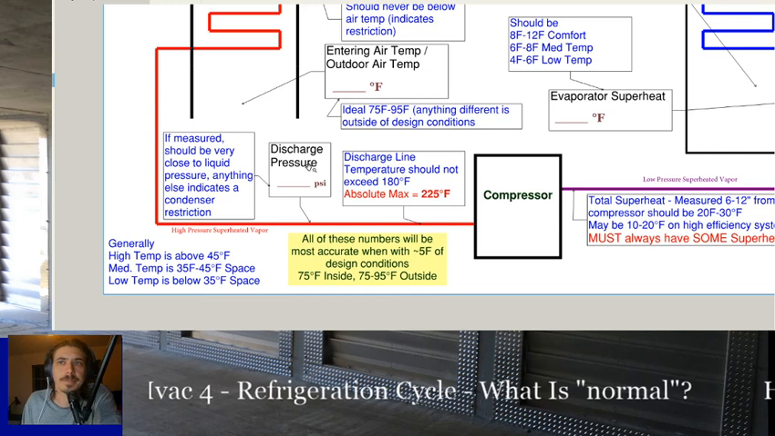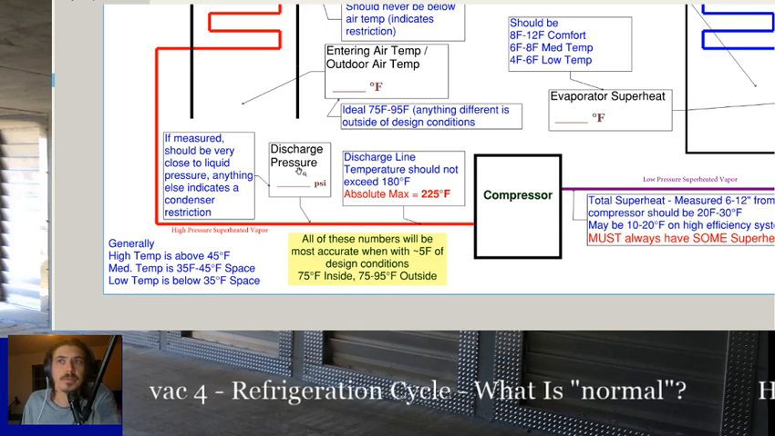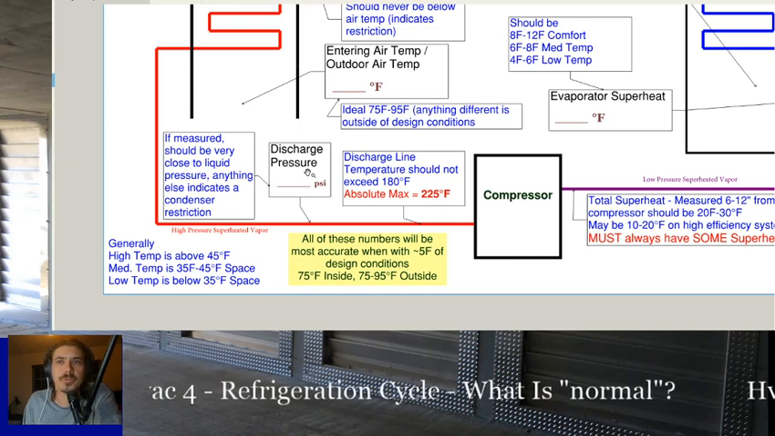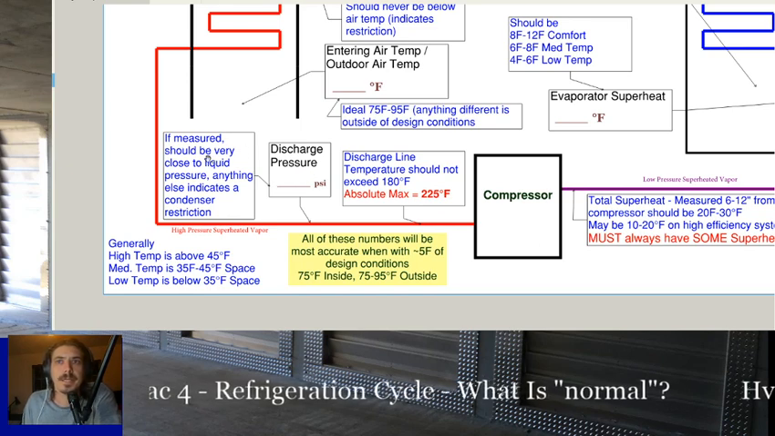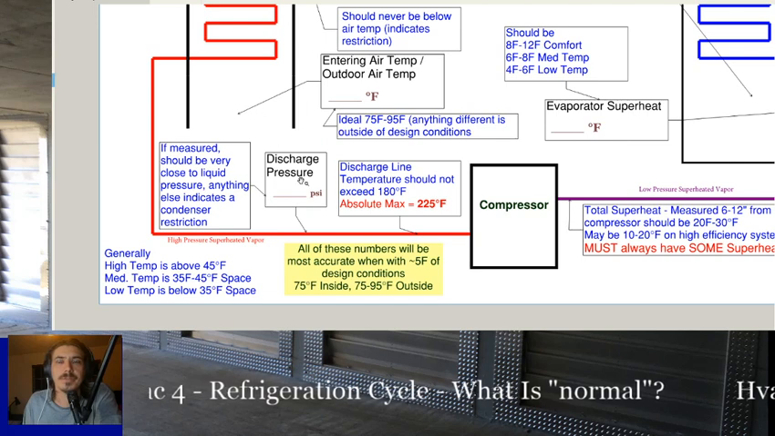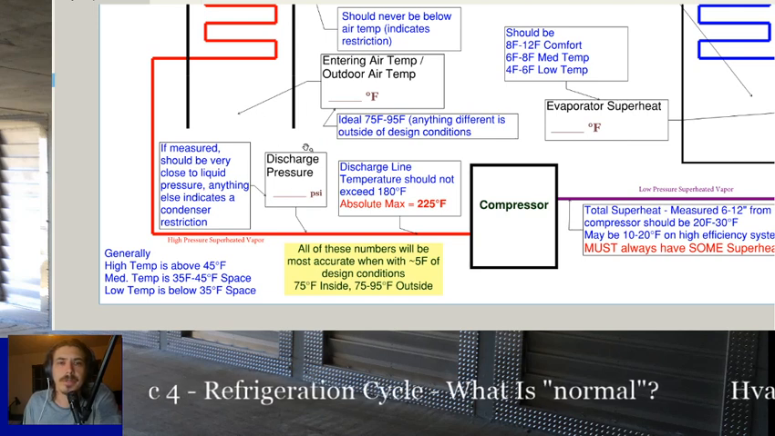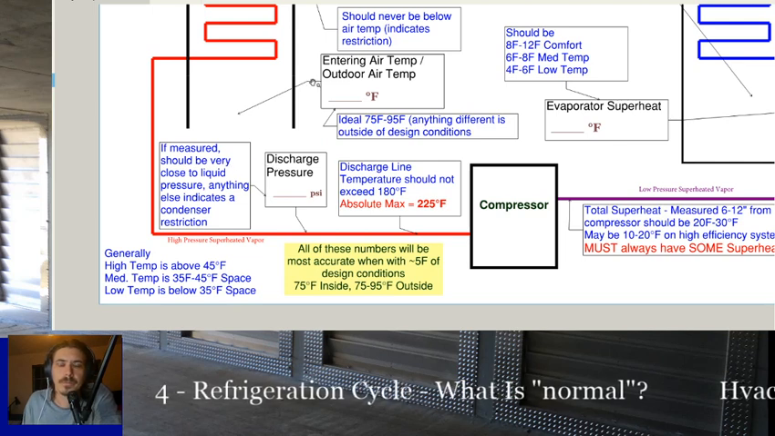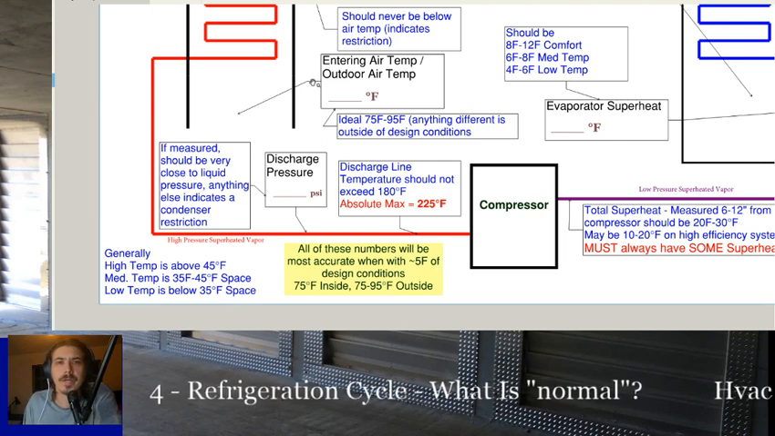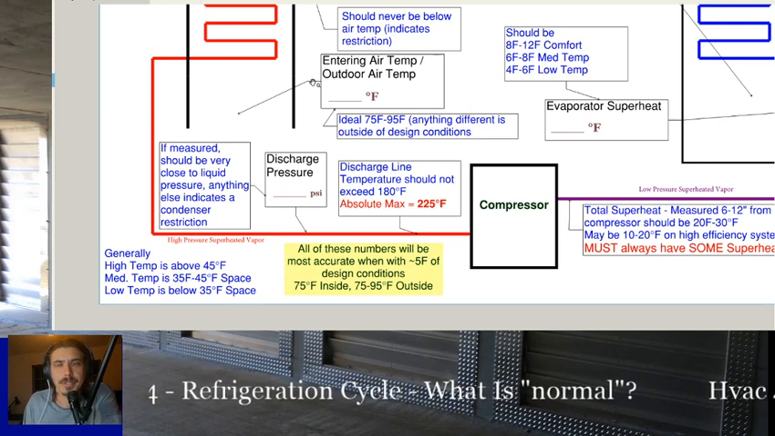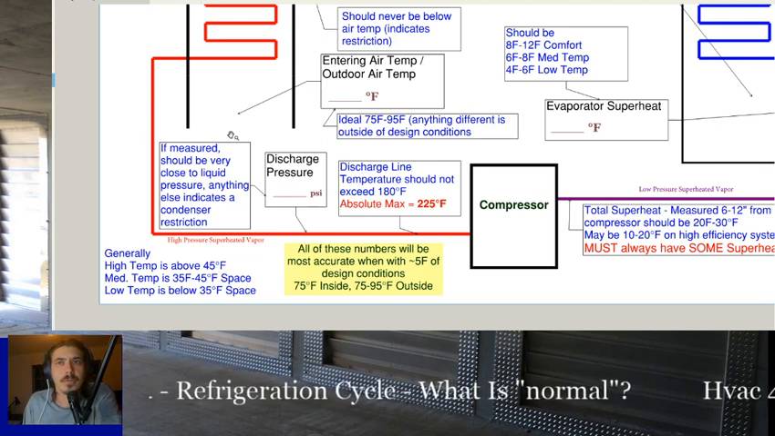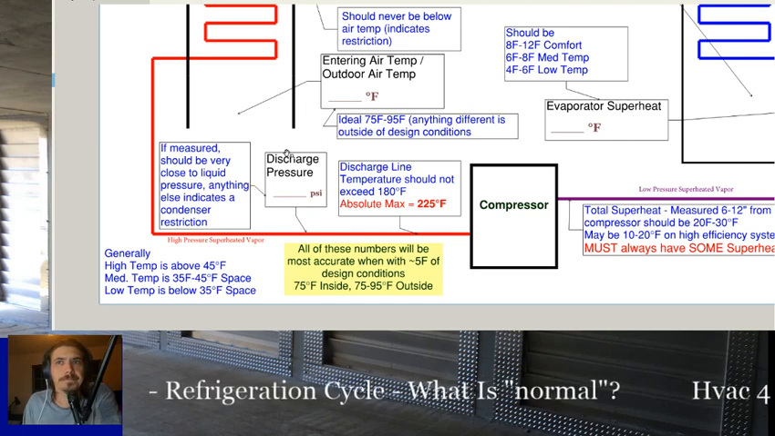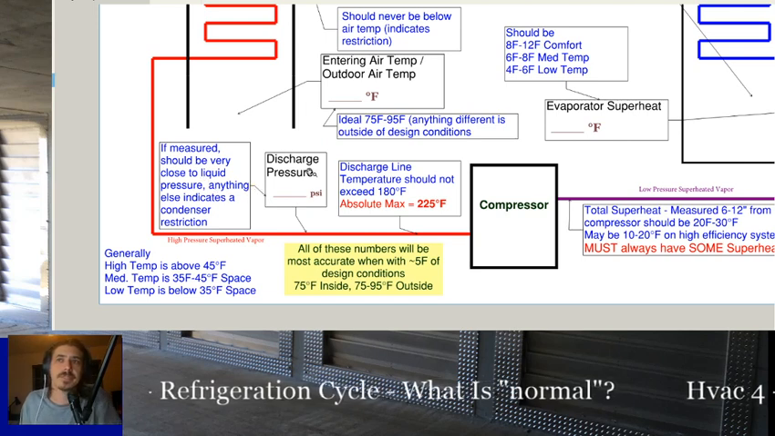After that, we get a spot for your discharge pressure to write down in PSI. The discharge pressure, the only thing it really helps you determine is if you have an issue in the condenser, because your discharge pressure should be very close to your liquid pressure. So if your discharge pressure is very different from your liquid pressure, then you know you have some kind of restriction inside your condenser itself, because otherwise your discharge pressure should be close to it. That's the only real reason to take discharge pressure.